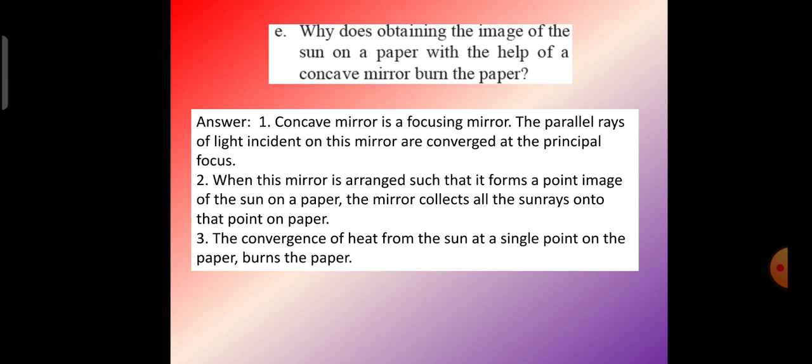Why does obtaining the image of the sun on a paper with the help of a concave mirror burn the paper? Concave mirror, as you know, is a focusing mirror. The parallel rays of light incident on this mirror are converged at the principal focus. When this mirror is arranged such that it forms a point image of the sun on a paper, the mirror collects all sun rays onto that point on the paper. The convergence of heat from the sun at a single point on the paper burns the paper.